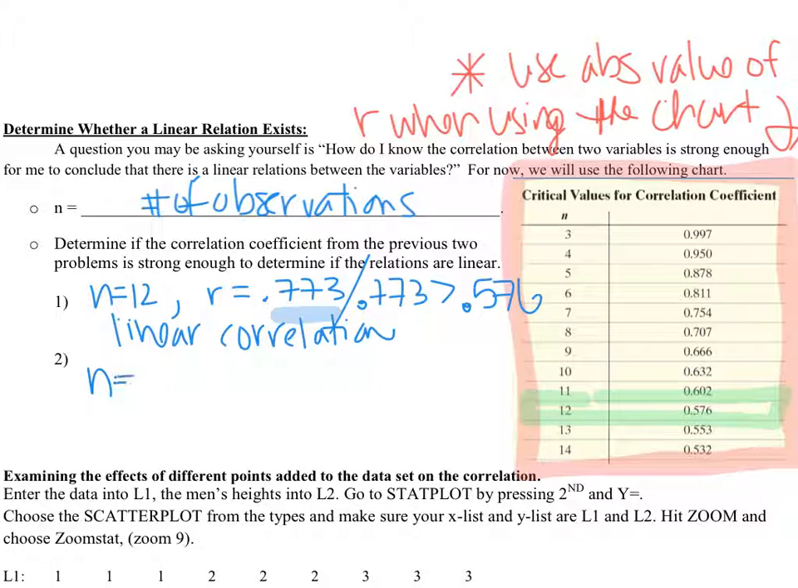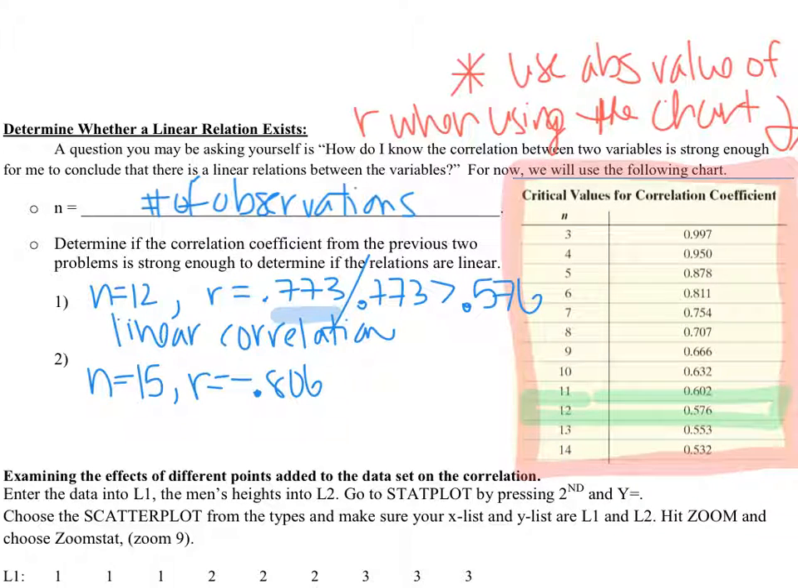Okay, next example was n equals 15, and r equals negative 0.806. Okay. Once again, remember that we take the absolute value when evaluating the chart. Now, if you go on the chart, we actually don't have an n equals 15, but notice that the correlation coefficients keep decreasing the more critical values that we have. So we can use n equals 14 because if this number is larger than that, then it's going to be larger than the one below it.